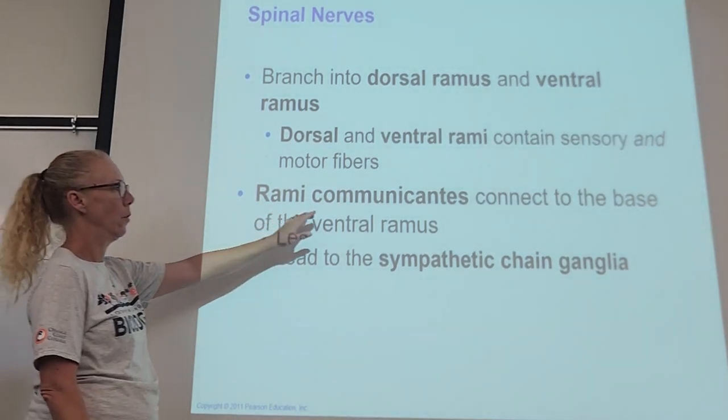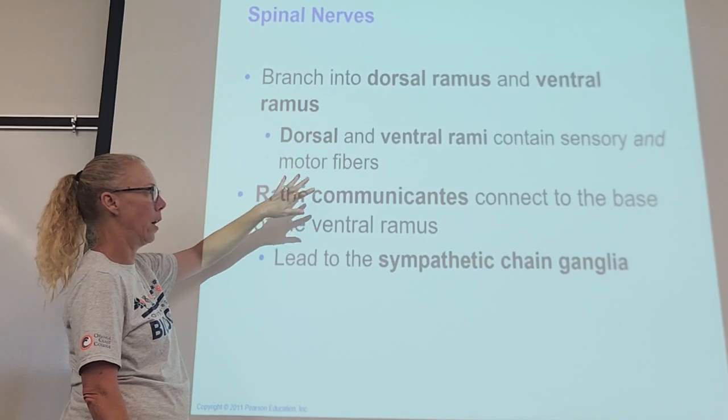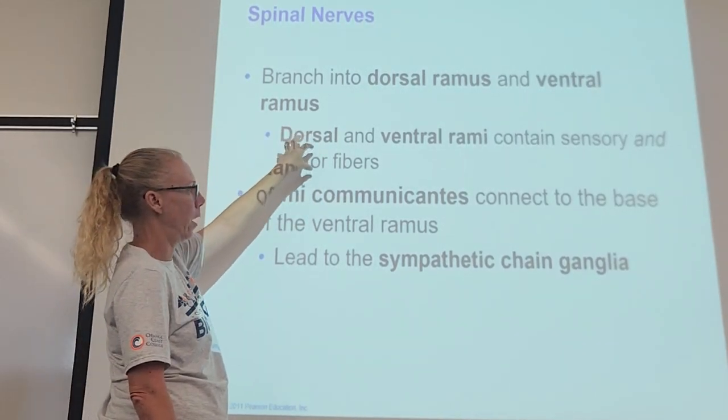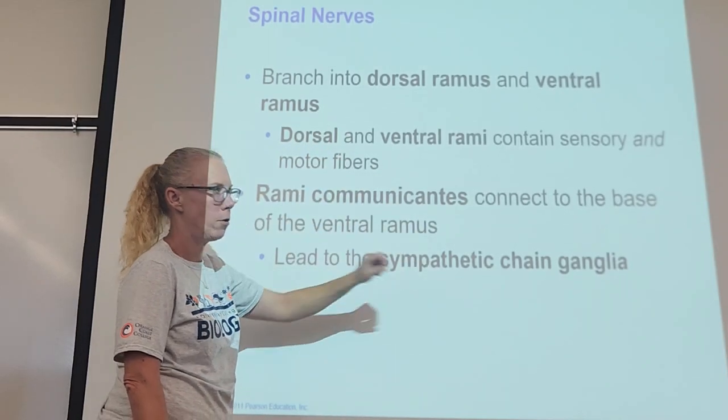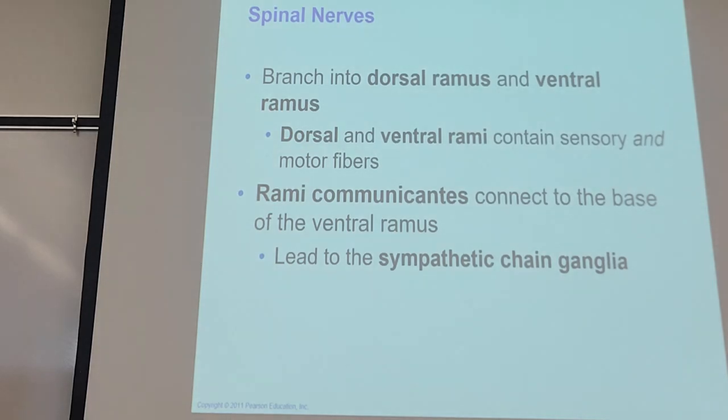The rami communicantes is a structure you don't have to know right now. We're going to talk about this in the next unit of study. But that basically allows the rami to communicate with a structure that we identified in lab, the sympathetic trunk ganglion. And the sympathetic chain or trunk ganglion, ganglia being collections of cell bodies, runs all along the lateral aspect of the spinal cord on both sides, and it allows for communication between the levels. So that's the level of detail.